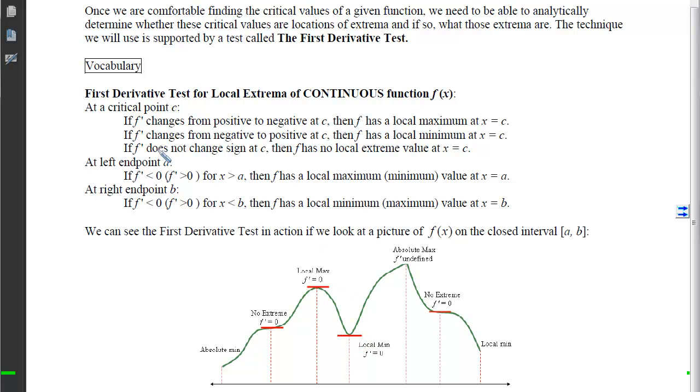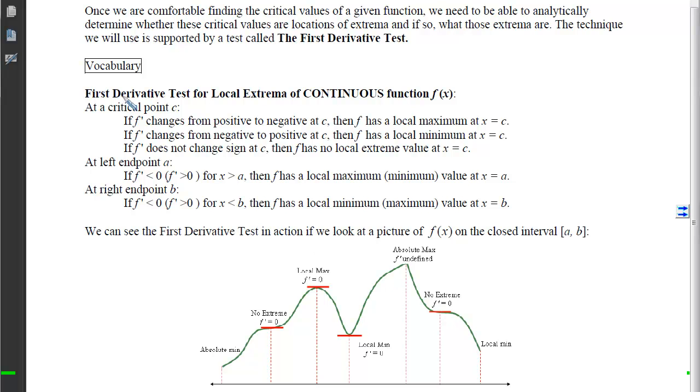If f prime does not change sign, then f is not going to have a local extreme. Here's an example. We're climbing to that horizontal tangent, and then we continue climbing. So we had positive slope followed by positive slope. We had no change in sign in f prime, so we didn't get an extreme value. Same thing happens here: negative slope followed by negative slope. We don't get an extreme value.